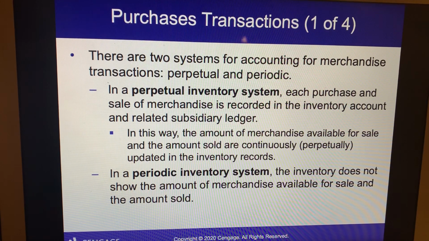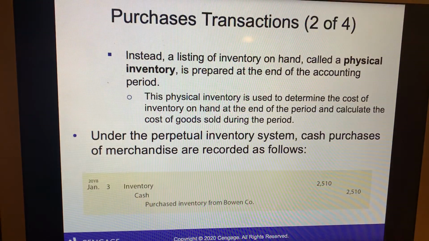In this manner, the amount of merchandise available for sale and the amount sold are continuously, or perpetually, updated in the inventory records. In a periodic inventory system, the inventory account does not show the amount of merchandise available for sale and the amount sold. Instead, a listing of inventory on hand, called a physical inventory, is prepared at the end of the accounting period. This physical inventory is used to determine the cost of inventory on hand at the end of the period and calculate the cost of goods sold during the period.